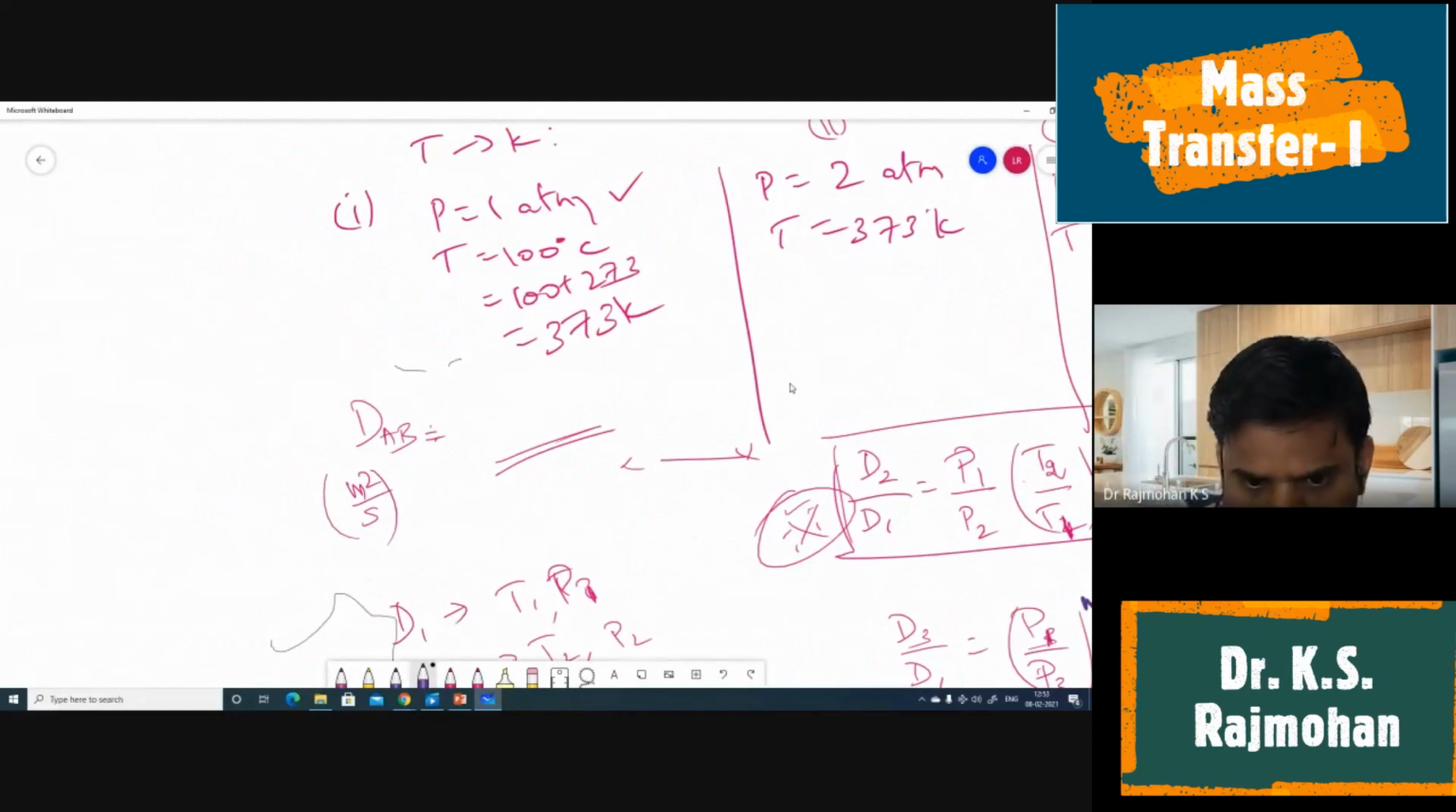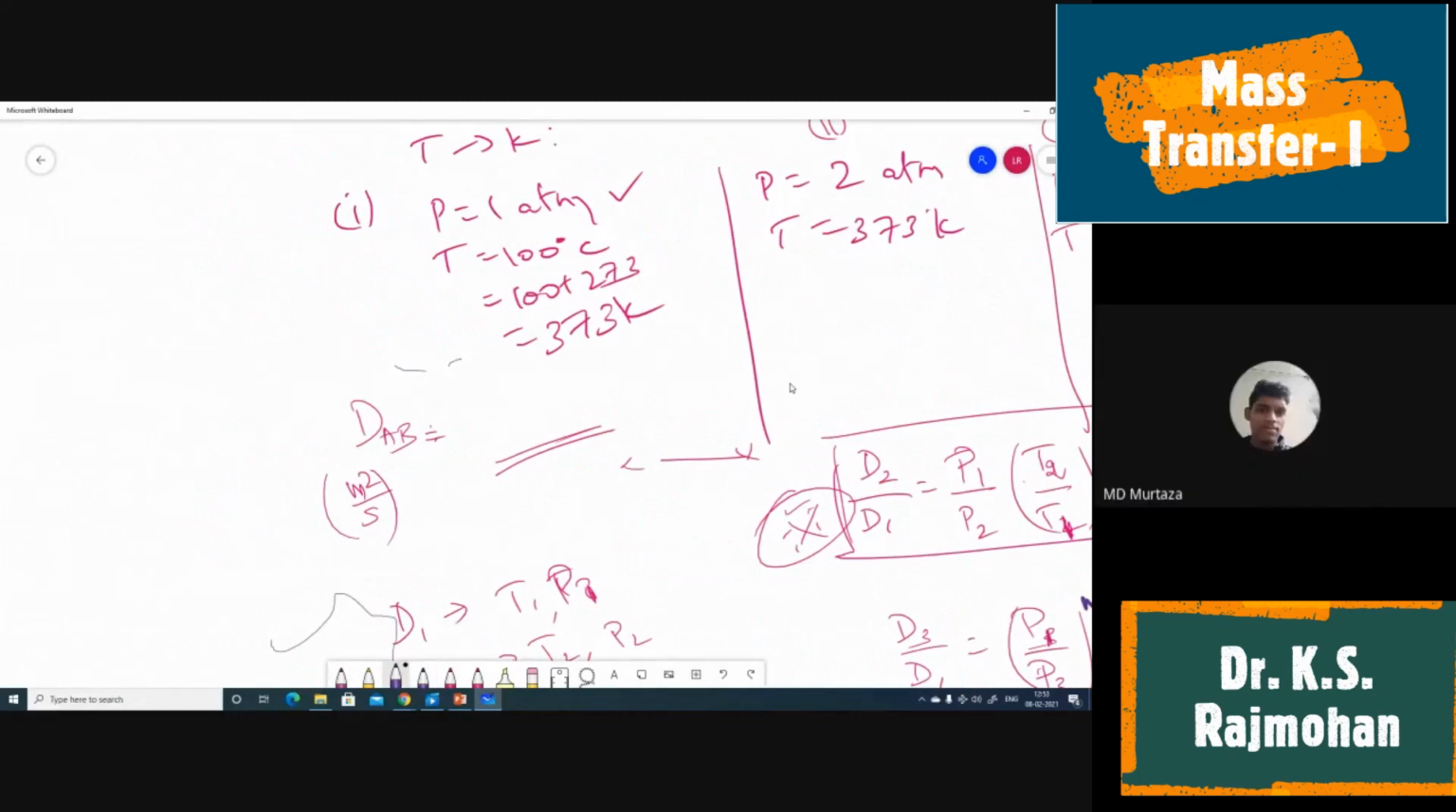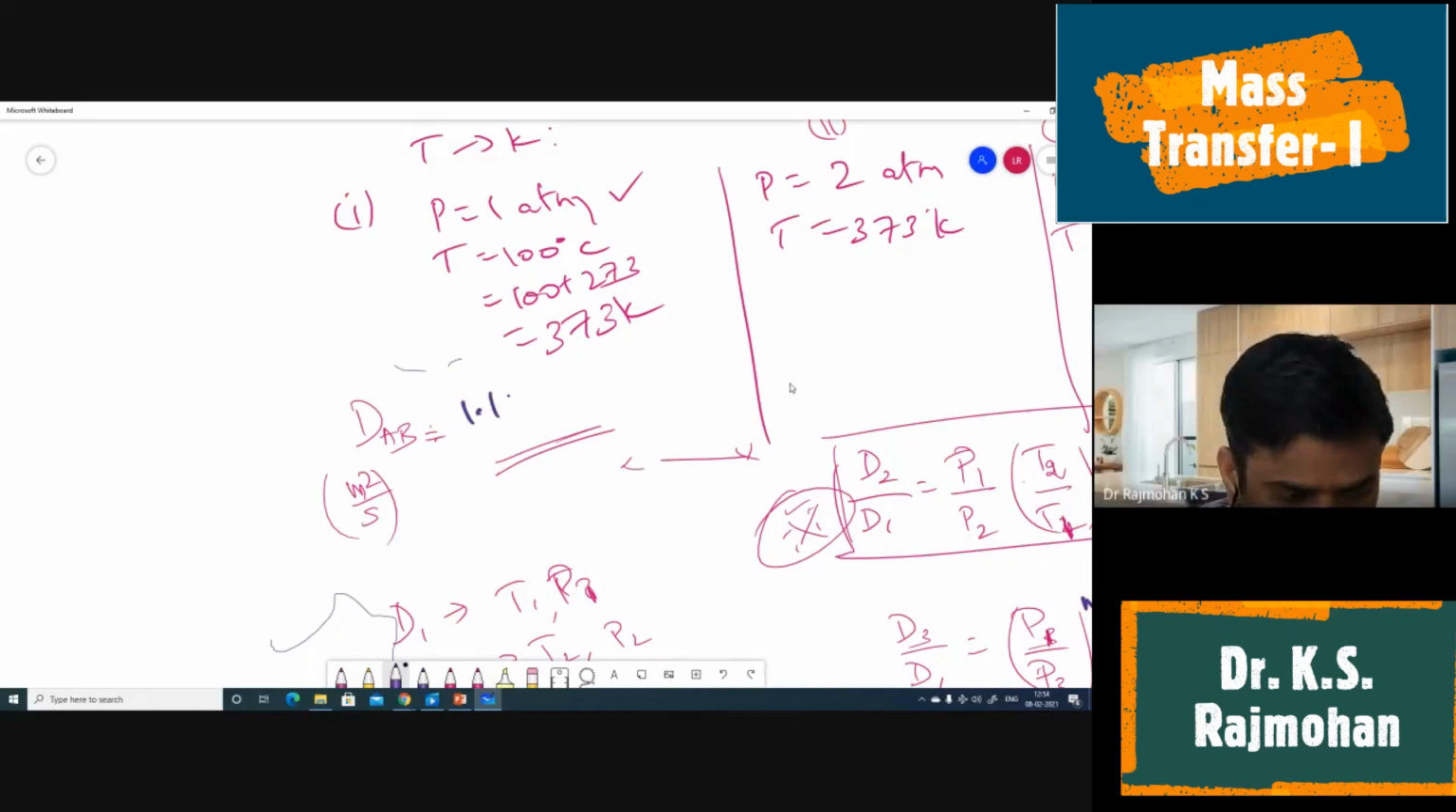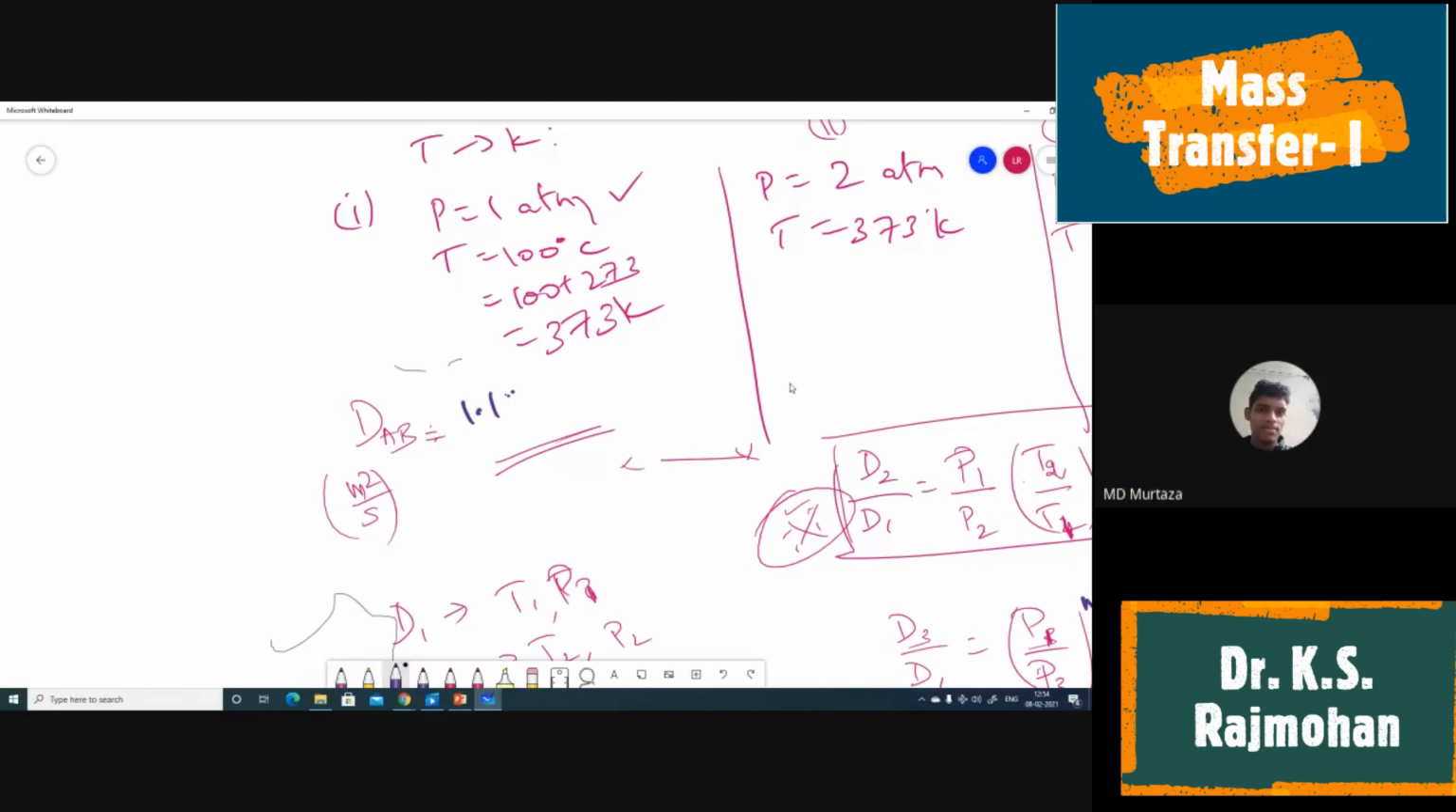Murtaza, what is your answer? Sir, we are getting 1.16 into 10 power minus 4. Yes, sir. Gas diffusion will be in 10 power minus 4, 10 power minus 5 range. Okay, this is gas. Yes, sir. Okay. 1.16 into 10 power minus 4.